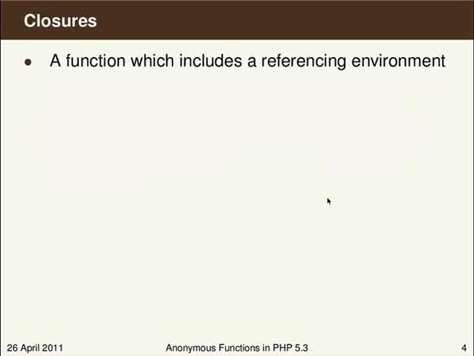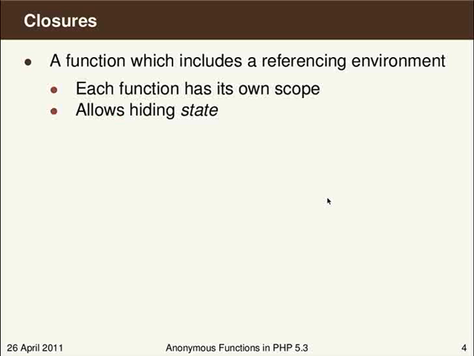Now, closures are slightly different. A closure is a function that includes a referencing environment. What I mean by that is each function has its own scope, but it also allows you to pass in objects, or what we call imported objects, which allows you to hide state. There are some interesting things you can do with that, and I'm going to show you examples later. The main thing to get across, though, is that you might have, for instance, a log object that you import into a closure, and so now the log already has state, and you're able to do things with that state as it was defined as you continue.